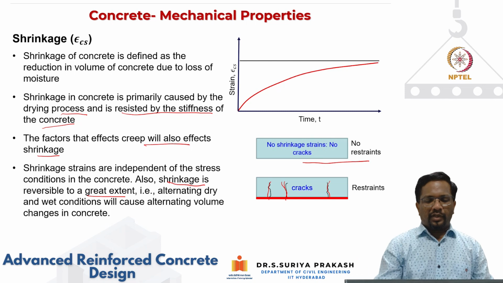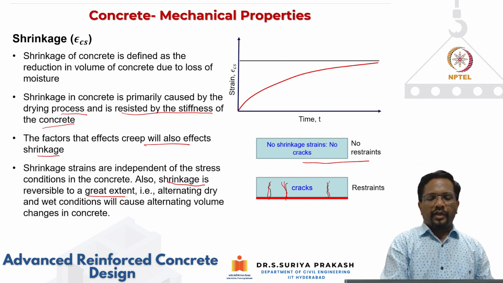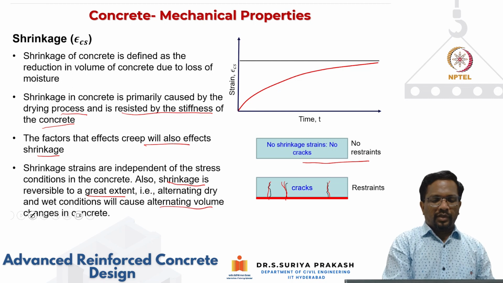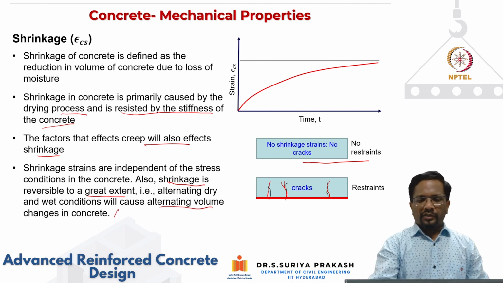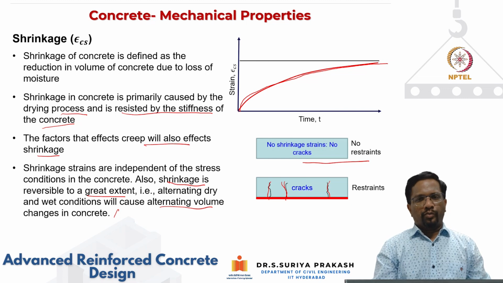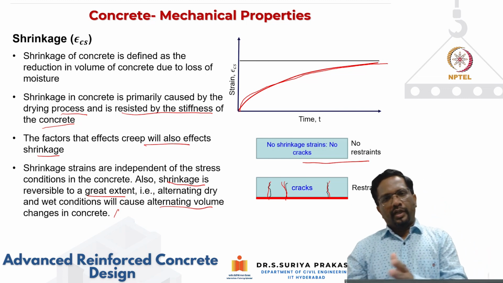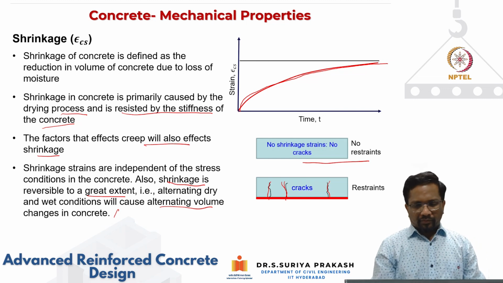Shrinkage is also reversible to a great extent. That means if I start alternate drying and wetting, it will cause alternate volume changes in the concrete, which we need to consider. This is how shrinkage changes over a period of time. Shrinkage happens more in the initial time, and then gradually it reduces and plateaus over a period of time.